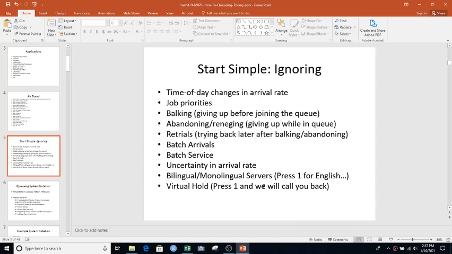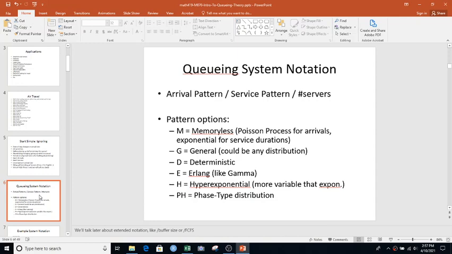So all these things are really important to think about in the long run, but just to make life simple to begin with, we'll start by ignoring them. Let's look at some basic queuing system notation of how we describe what's going on.